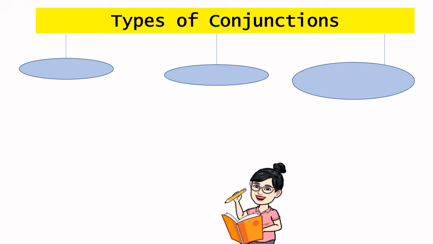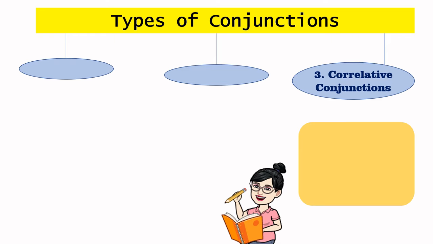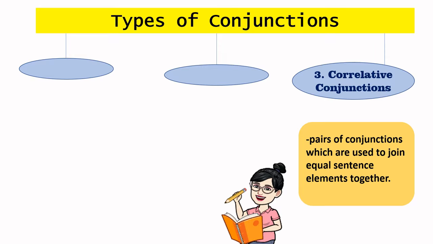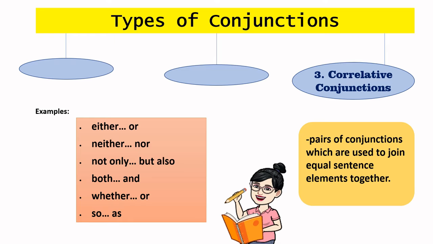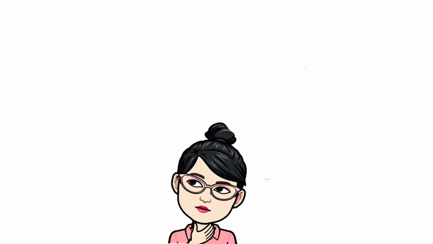Lastly, correlative conjunction. The correlative conjunctions are simply pairs of conjunctions which are used to join equal sentence elements together. List of common correlative conjunctions: either or, neither nor, not only but also, both and, whether or, so as. Ang conjunctions daw ang pinakamadaling gamitin.